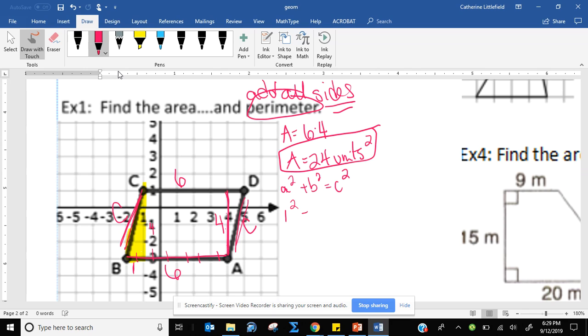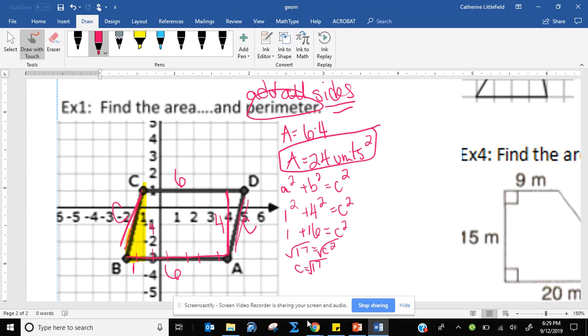So it would be 1 squared plus 4 squared is equal to c squared. 1 squared is 1, plus 4 squared is 16 is equal to c squared. 1 plus 16 is 17 equal to c squared. I still have to get this alone, so I'm going to have to undo that square by taking the square root. So that side is the square root of 17. So I don't want you guys for area and perimeter to do any decimals.